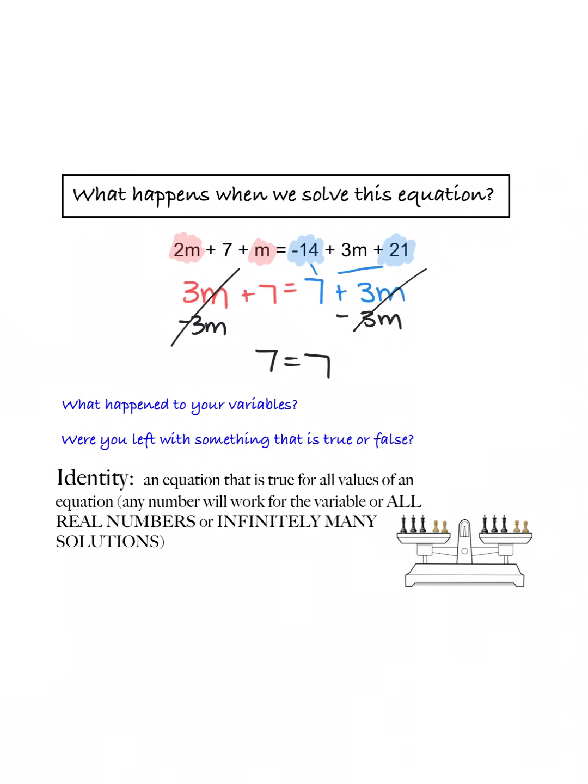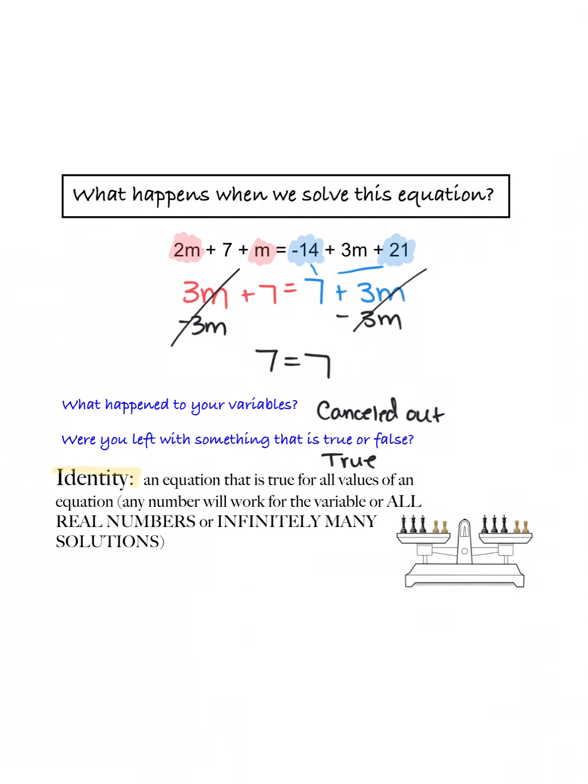There's no m's left. So what happened to our variables? Well, they kind of disappeared. They canceled out. Okay, so they canceled out. Were you left with something that is true or false? Does 7 equal 7? Yes, so we were left with something that is true. Meaning we are left with an identity problem here.